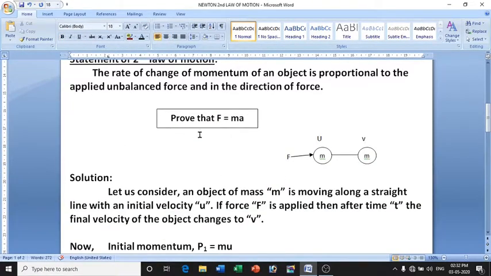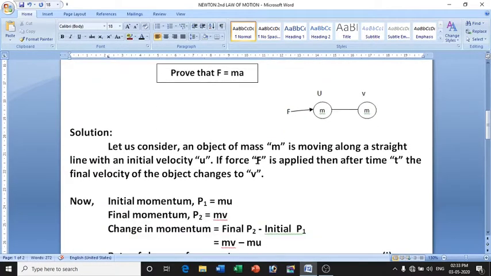So here, to prove this, we have taken an object of mass m, and it is moving with some initial velocity. Meanwhile, if a force is applied here, then due to this force the object will move in this direction. Or you can simply consider that this object of mass m is at rest, and when I apply a force, that means when I give a push, the object changes position or is displaced, and at that time the final velocity of that object will be v.